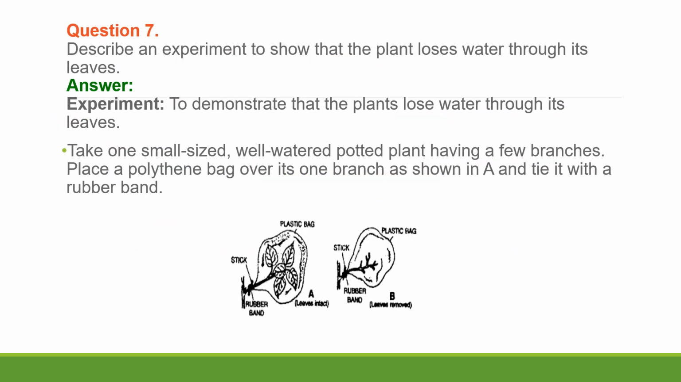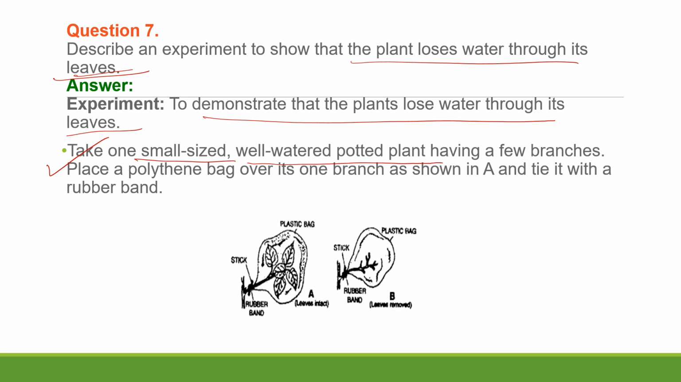So here I have asked you a question where you will prove that the plant loses water through its leaves. What you do to demonstrate this is take one small well-watered potted plant having a few branches and place a polythene bag over one branch, as shown in figure A. They have not shown the full plant. So there is a potted plant, this is the one branch, and you have covered it with a transparent plastic bag and tied a rubber band here.